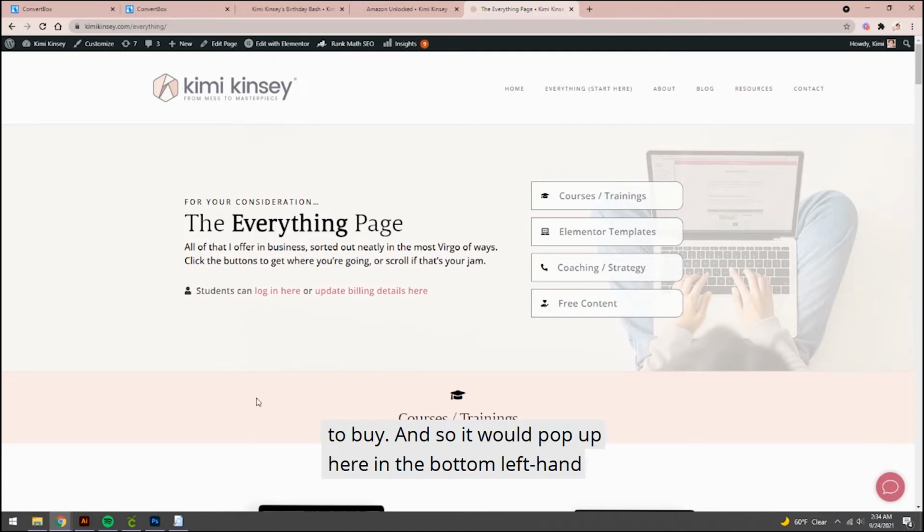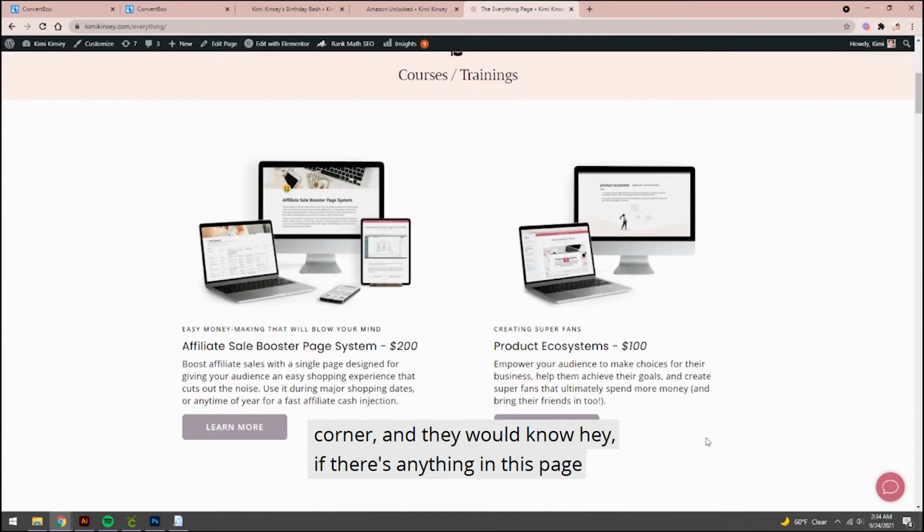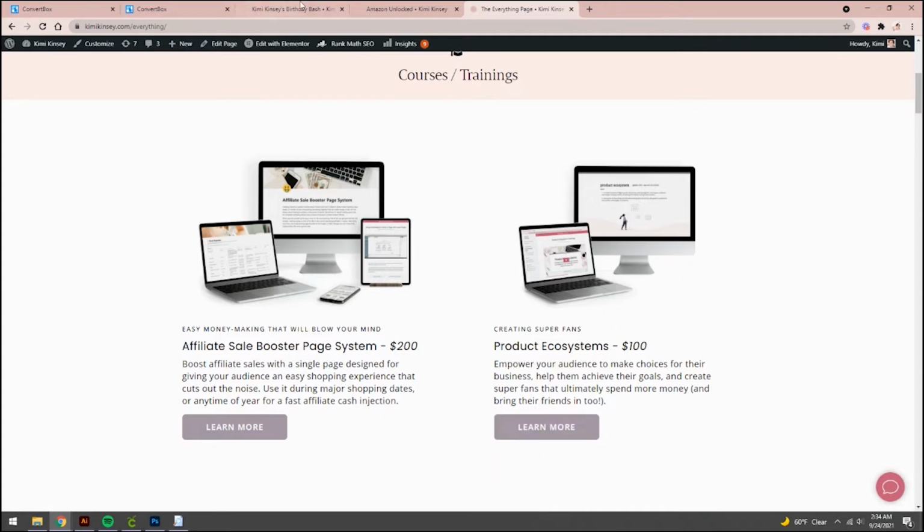And so it would pop up here in the bottom left-hand corner and they would know, hey, if there's anything on this page that you want, don't forget, if you have hexagon bucks to use, go ahead and message me. And they would click here on this magenta bubble in the bottom right-hand corner of the page.